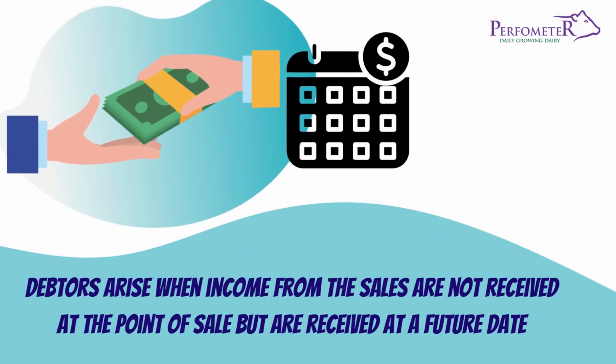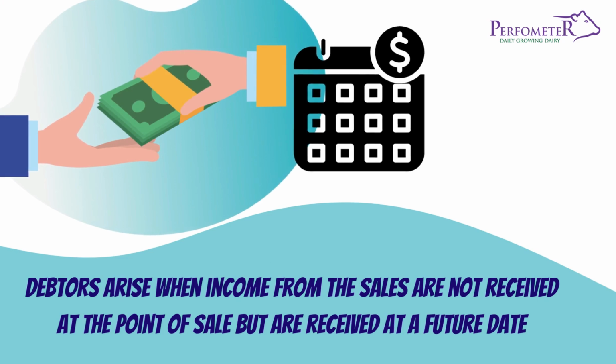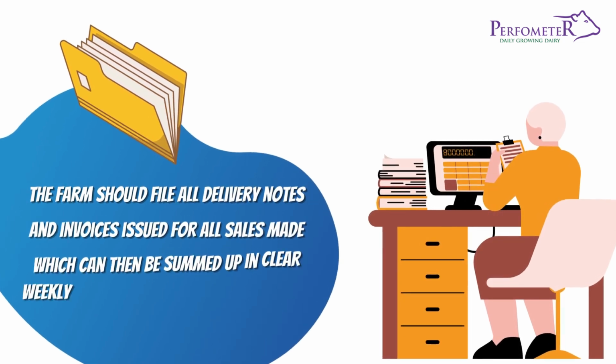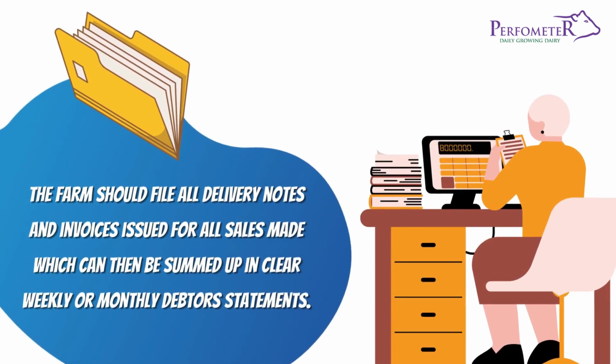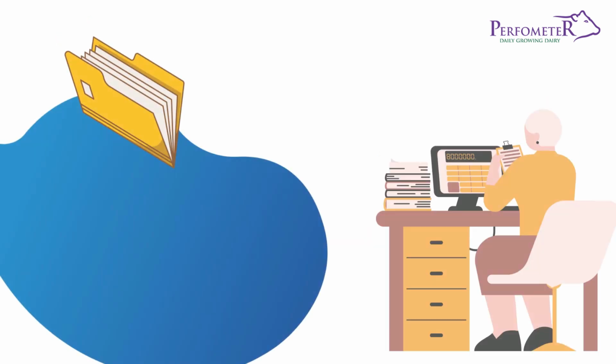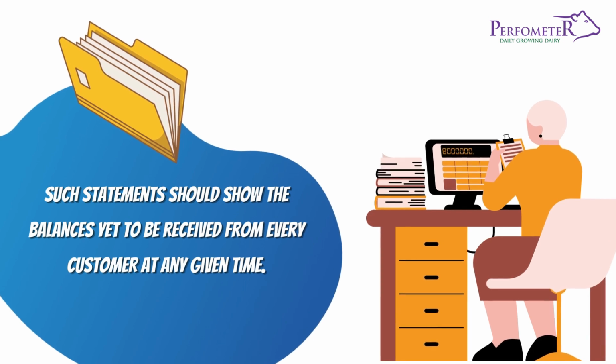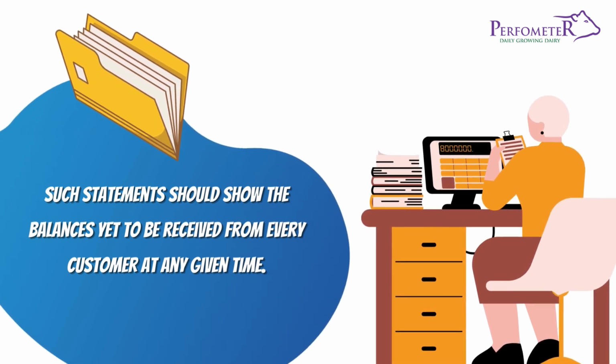Debtors arise when income from the sales are not received at the point of sale, but are received at a future date. The farm should file all delivery notes and invoices issued for all sales made, which can then be summed up in clear weekly or monthly debtors statements. Such statements should show the balances yet to be received from every customer at any given time.